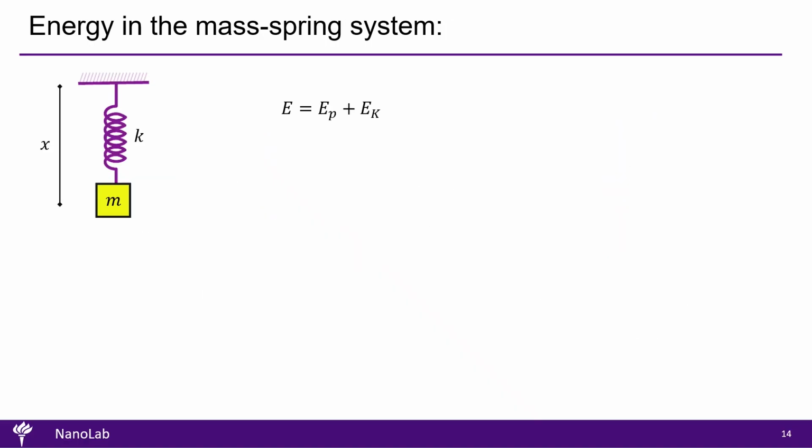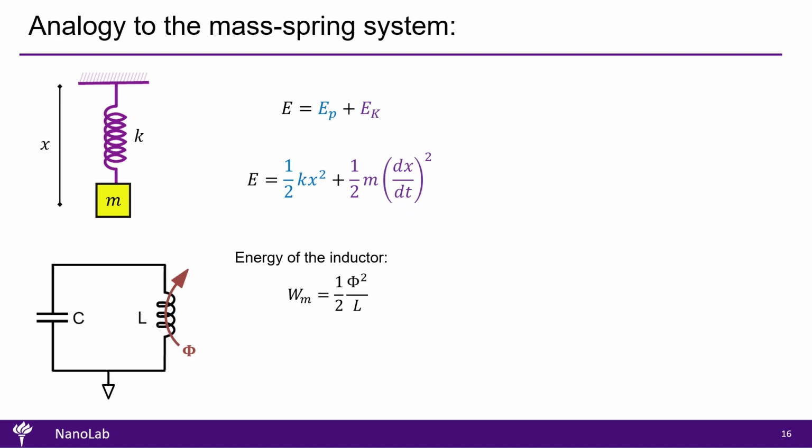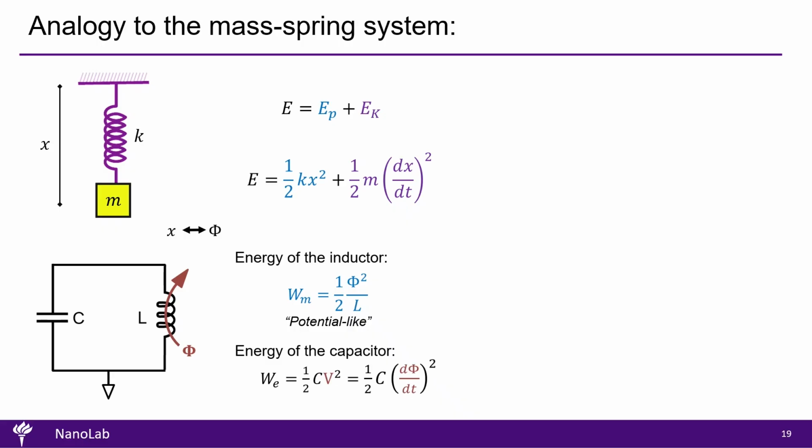The energy of the mass spring system is the sum of potential energy, EP, and kinetic energy, EK, given by 1/2 kx squared and 1/2 m times the speed squared, respectively. In the LC oscillator, the energy in the inductor as a function of magnetic flux is 1/2 phi squared over L. Since phi corresponds to x, the inductor energy is analogous to the potential energy in the mass spring system. Similarly, the energy in the capacitor, expressed using the voltage V, which is the derivative of the inductor flux, is analogous to the kinetic energy in the mass spring system.